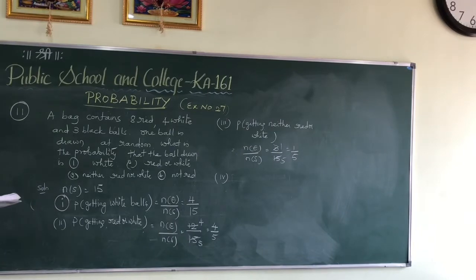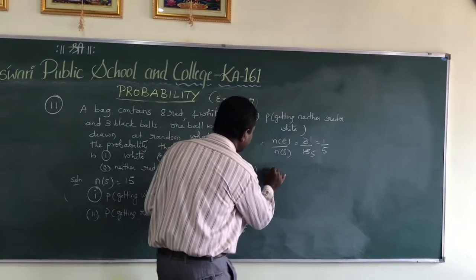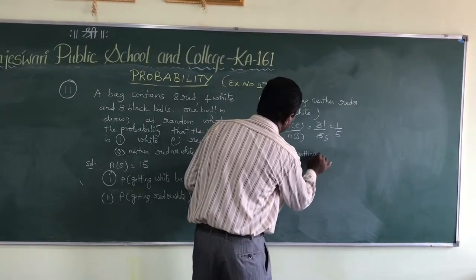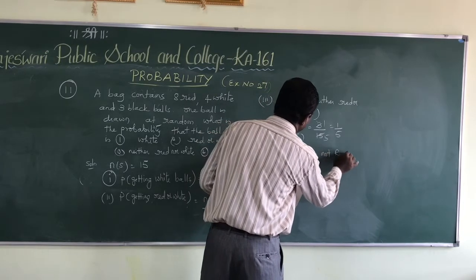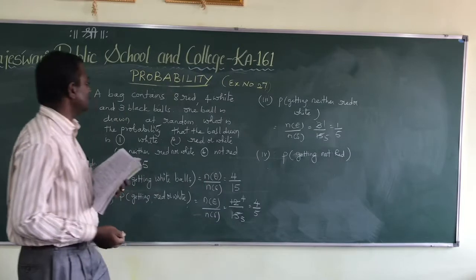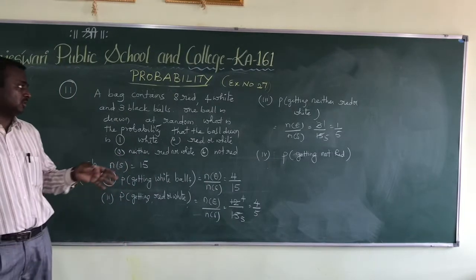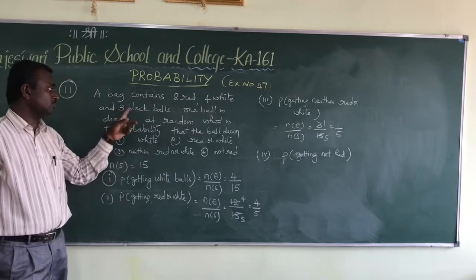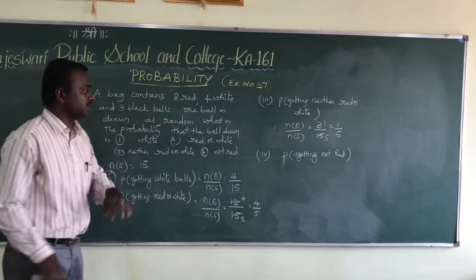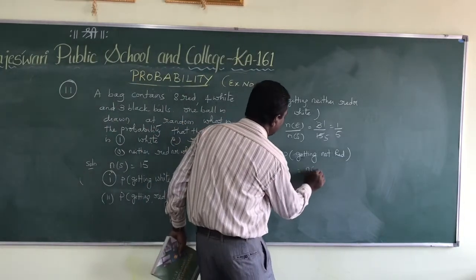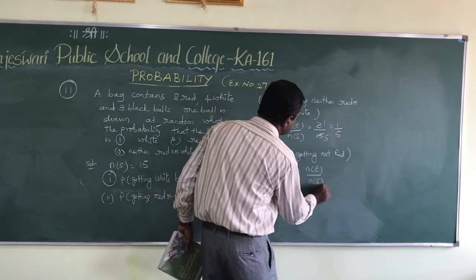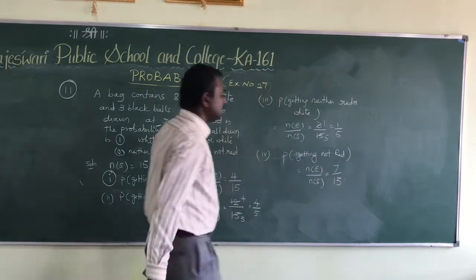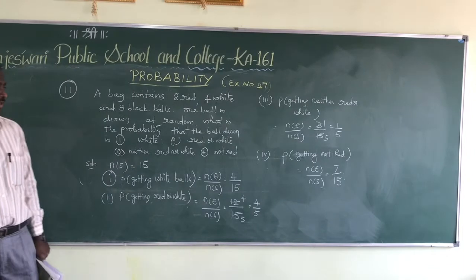Now we will move on to the fourth question. So probability of getting not red. That means we have to leave the red balls. Remaining balls we have to take. Remaining balls are what? 4 white, 3 black. So 4 plus 3, how many? 7. So therefore n of E by n of S is equal to 7 by 15. So that is the answer for the last question. So take it down.